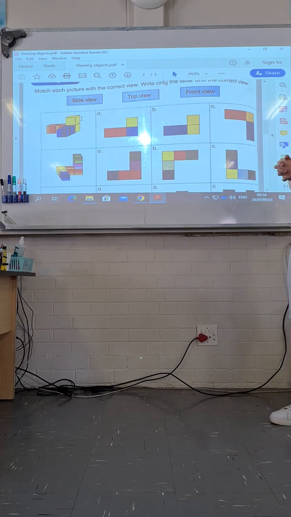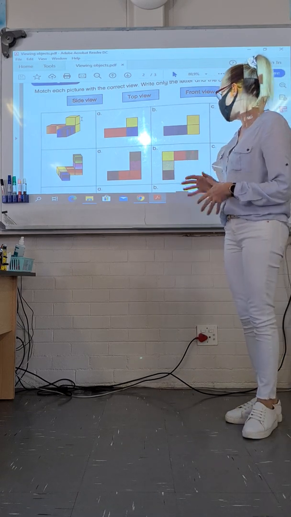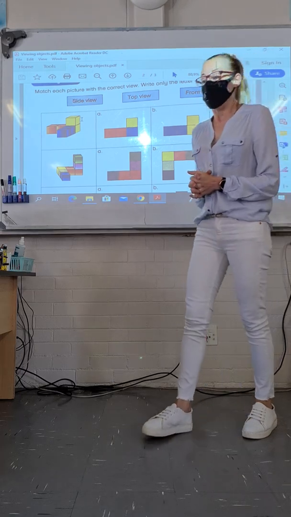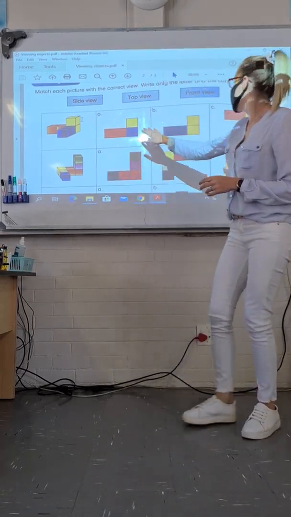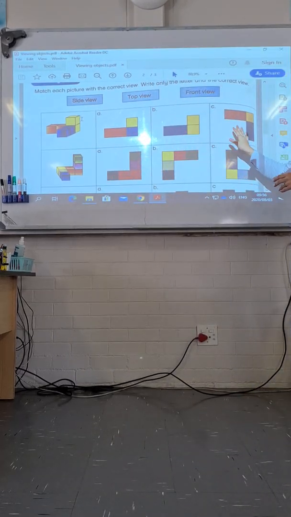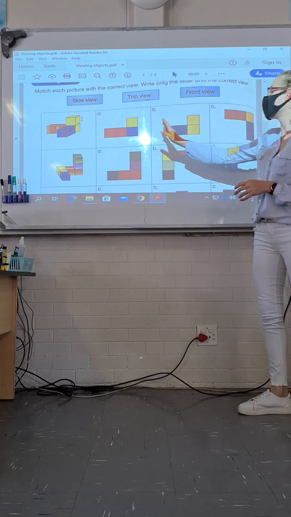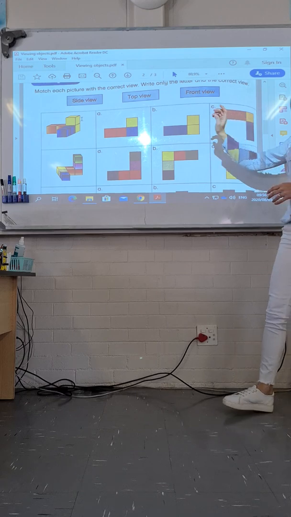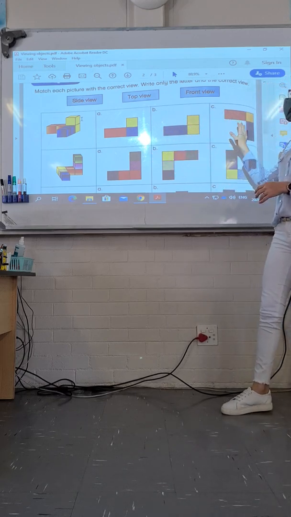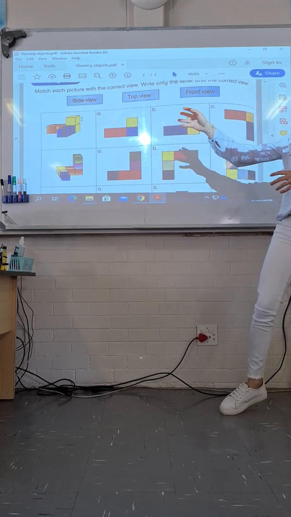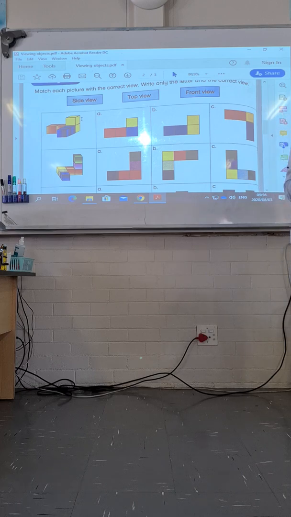Okay, so if you turn over to page 34, it says here, match the picture to the correct view, write only the letter and the correct view. So, what I would like you to do is look at the first one, and in your head, try and think what you think A, B, and C are. If you think it's the front view, the side view, the top view, and then we're going to chat about it in a minute.